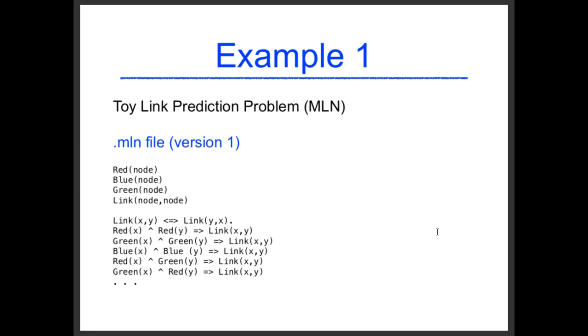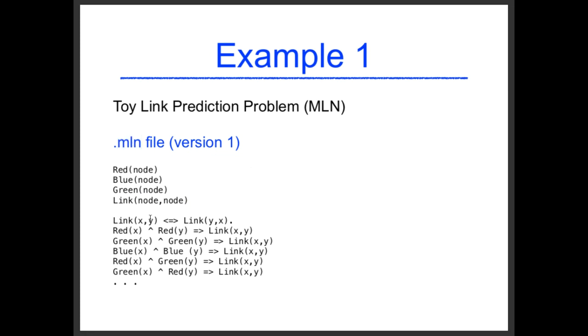For MLN, one possible way is that you define 3 predicates for 3 colors: red, blue, and green, with one type, which is always node. There are only objects of one type, nodes. And you have a predicate link between nodes, which is a binary relation between nodes. This is the MLN file. So you first define the predicates with types, and then you write down rules.